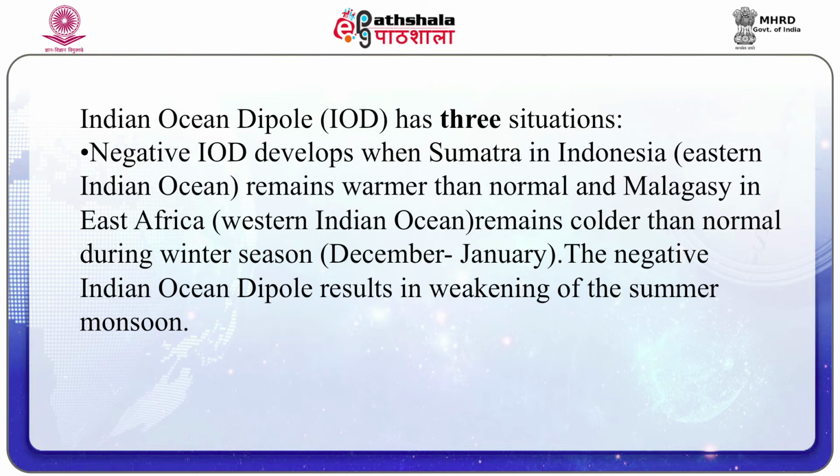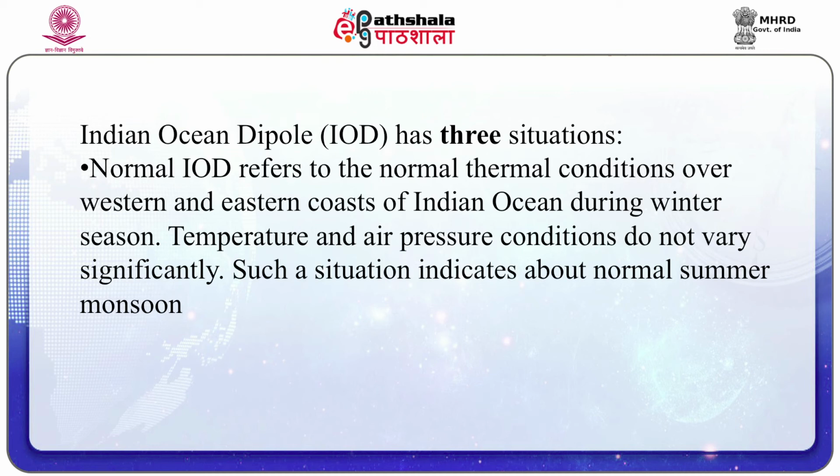The negative IOD results in weakening of the summer monsoon. Normal IOD refers to the normal thermal conditions over the western and eastern coast of the Indian Ocean during the winter season. Temperature and air pressure conditions do not vary significantly. Such a situation indicates a normal summer monsoon.